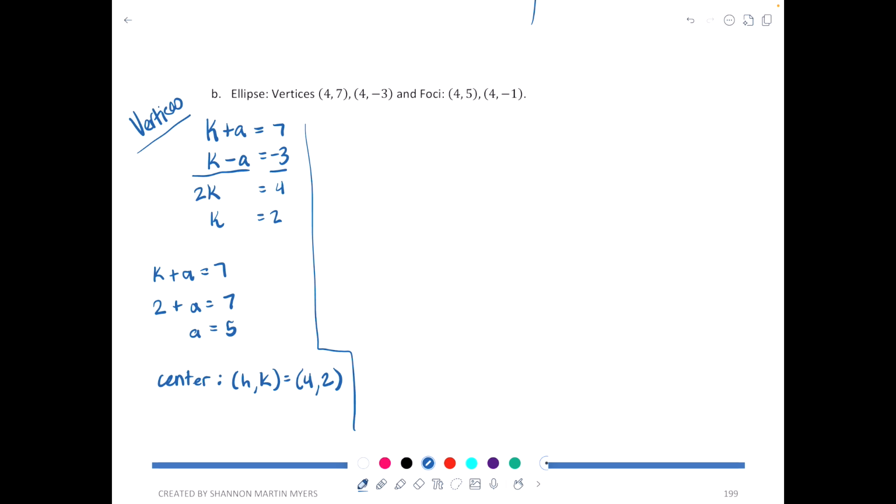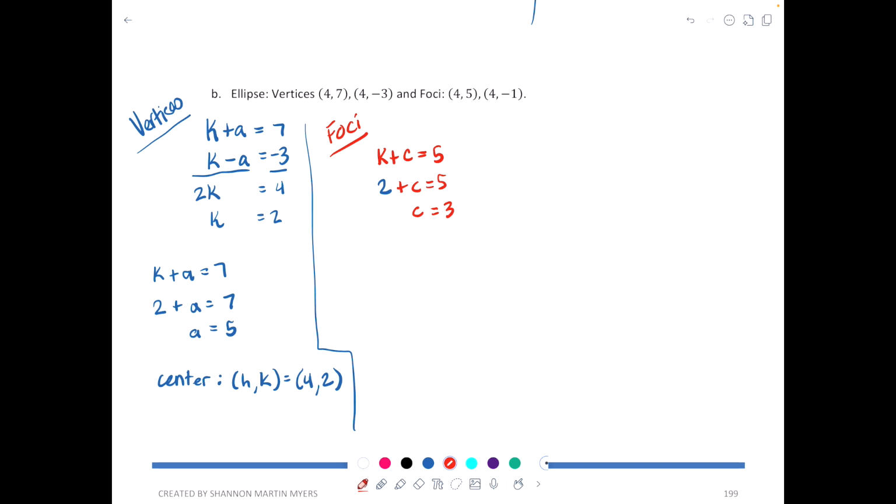All right. Now, we were also given information about the foci. And I know that the foci are going to be computed from the center, right? So k + c has to equal 5. All right, I already know k, so I don't need to make a system of equations. k was 2 from the past problem. 2 + c is 5, so c is going to be 3. Good so far?